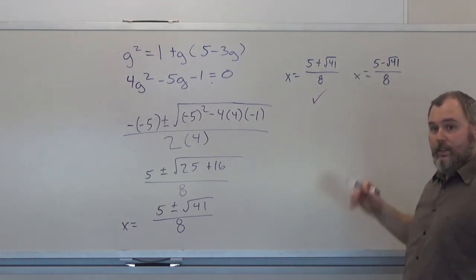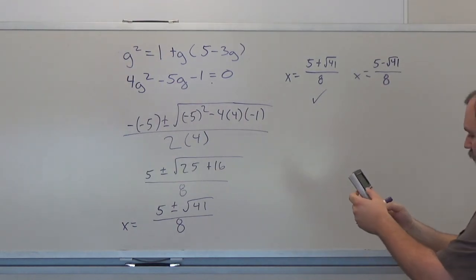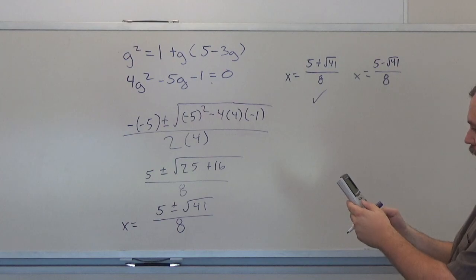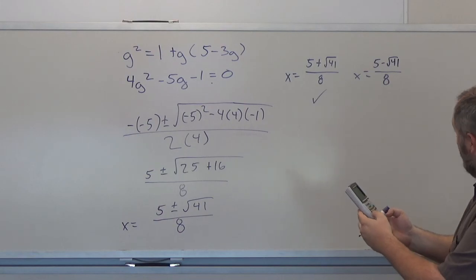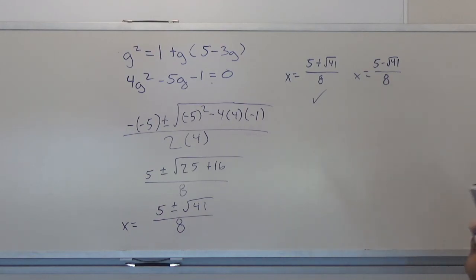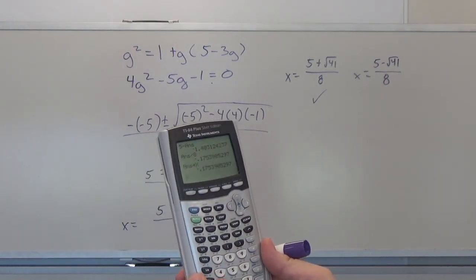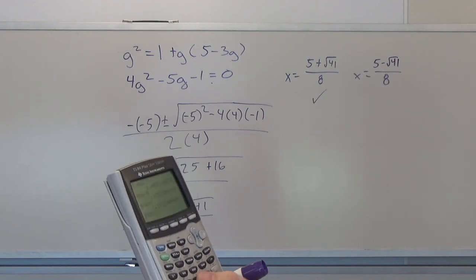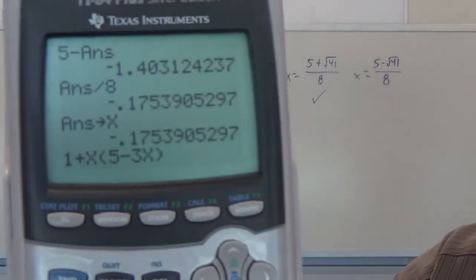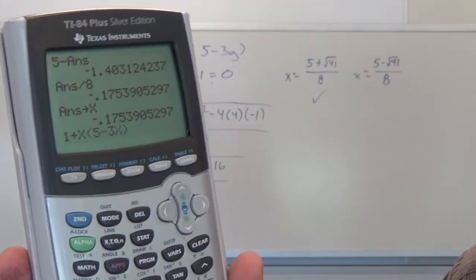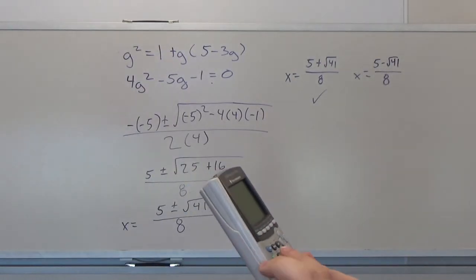Now we're going to do the same thing with this one. I'm going to put the square root of 41, and I'm going to say 5 minus that square root of 41, divide that by 8. And I get negative 0.17 and so on. So I'm going to store that as my x, and we're going to do the same thing again. We'll say 1 plus x times 5 minus 3x, just like that, because we've already stored that x. Hit enter.